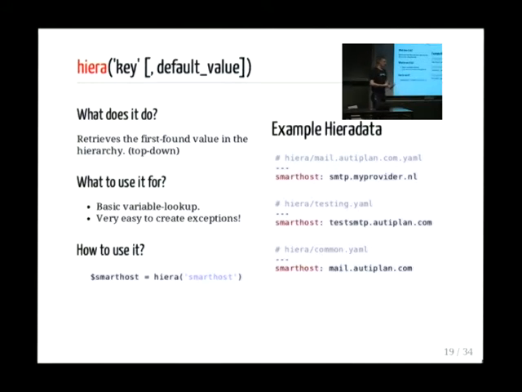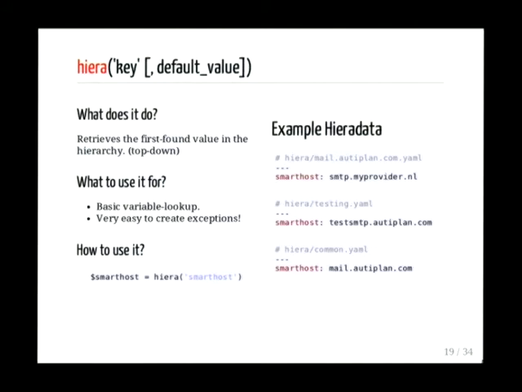For machines in the testing environment, we might send all of our mail to a different mail server to prevent our mailboxes from filling up. So machines that are in the testing environment will hit that one. And my own smart host should forward all its mail to the provider, of course. So there's the fully qualified domain name.yaml that sends it to the provider.